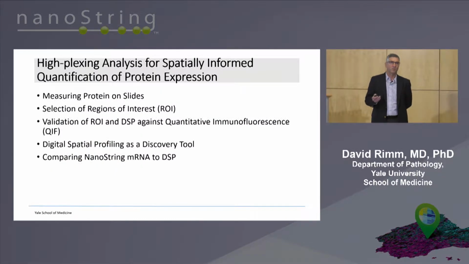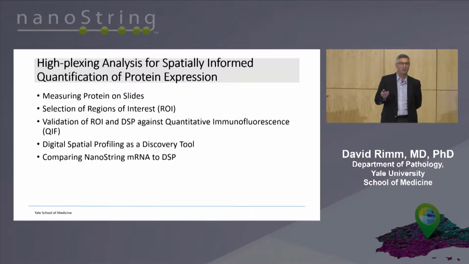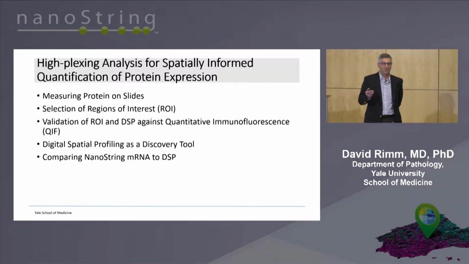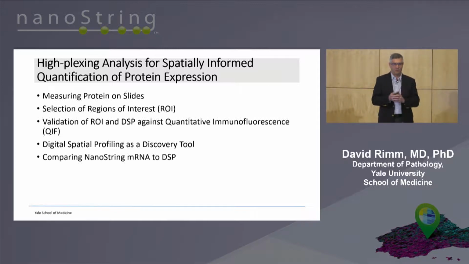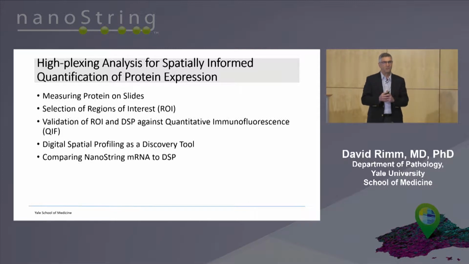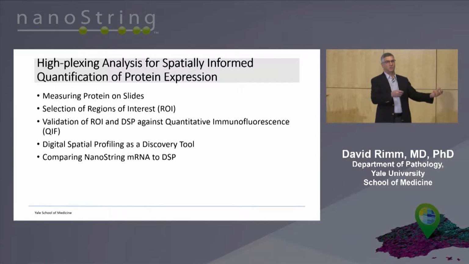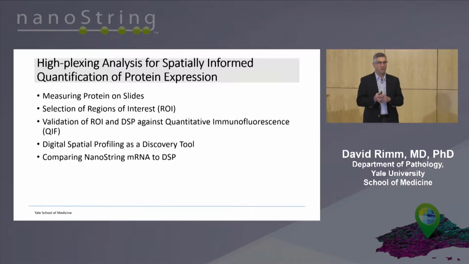First, I want to just briefly talk about how we measure stuff on slides, very briefly, because that will help us understand what we're doing with spatial information. Then I'm going to reiterate a little bit of what Nero said about our experience with the digital spatial profiling device, how we choose regions of interest, and then how we've done analysis. And then I'll show you our first use of digital spatial profiling as a discovery tool. I'm not going to show you so much the validation as the conclusion. The validation is in other papers and other work.